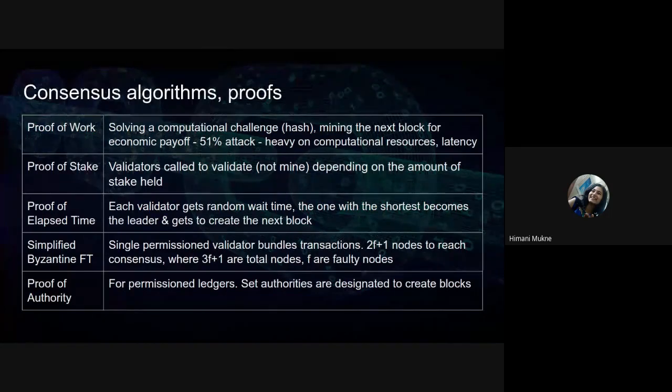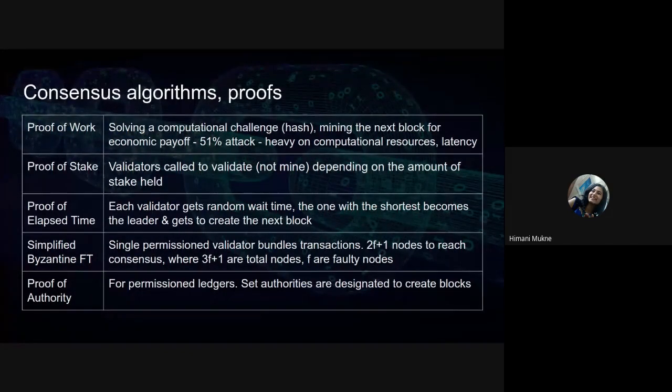And this consensus, as in the same ledger state across all the peers, can be maintained if we have 2f plus 1 nodes to do this validation, where 3f plus 1 are total nodes and f are faulty nodes. So for example, if there are two faulty nodes in the network, we need 2 into 2 plus 1, that is 5 nodes to reach consensus, where there are 3 into 2 plus 1, that is 7 total nodes in the network.